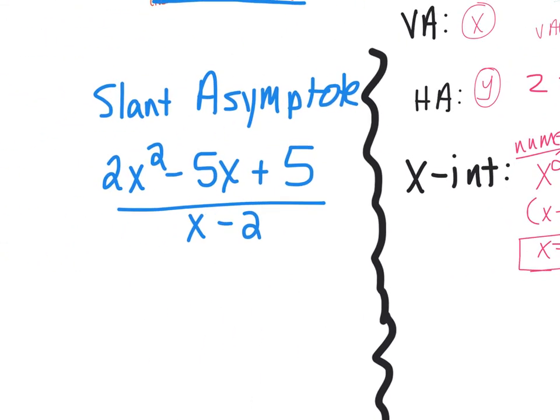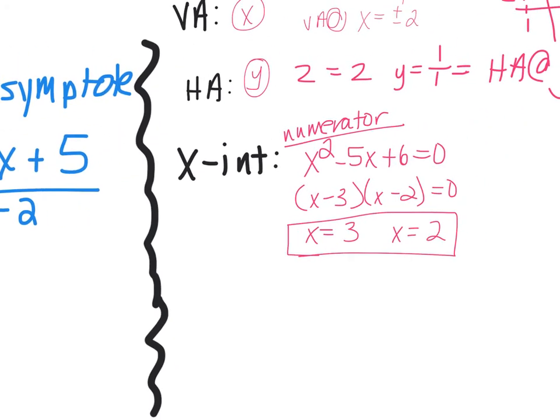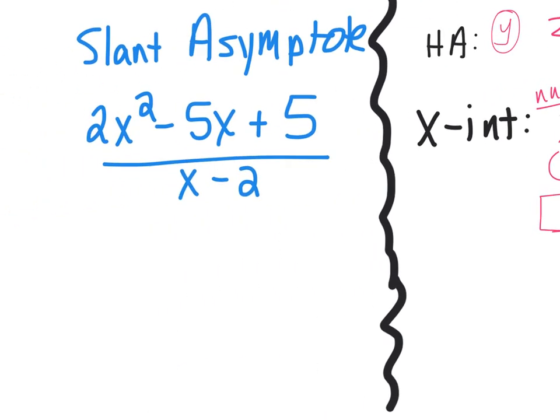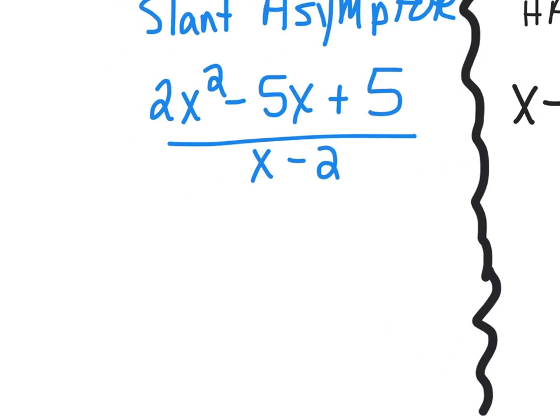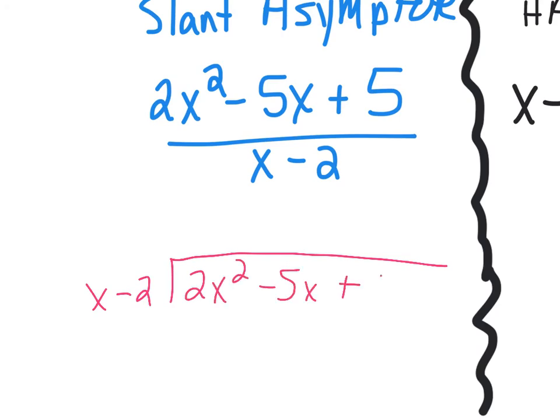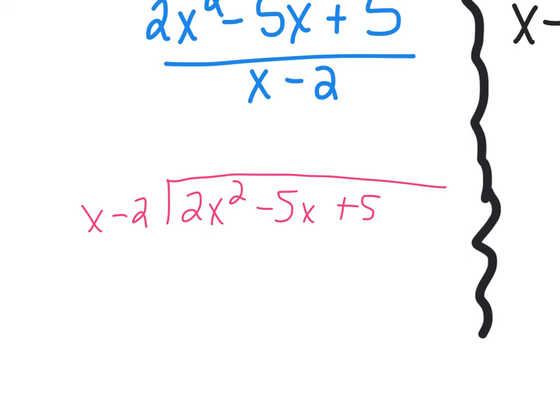All right, now it says I need the slant asymptote. I'm almost done. Look at your cheat sheet. How do you find the slant asymptote? Long division. So what goes on the inside? What goes on the outside? X minus 2 goes on the outside. What goes inside? 2x squared minus 5x plus 5. Guys, long division. It's not going anywhere right now.